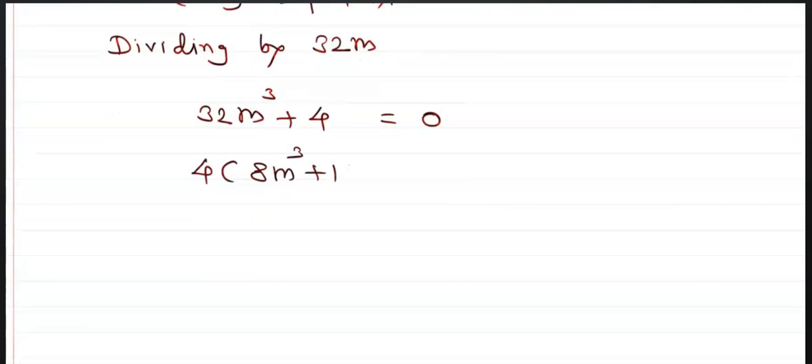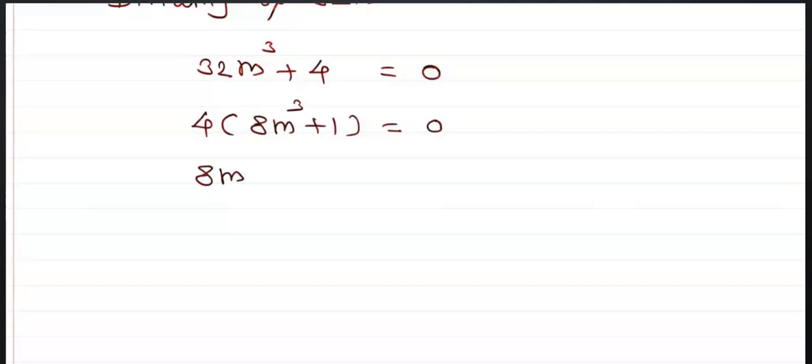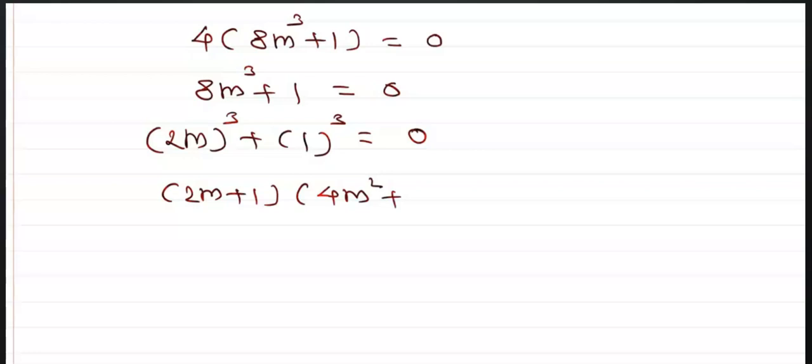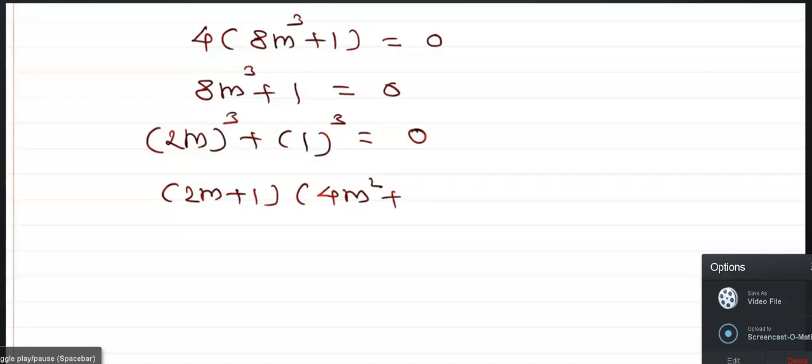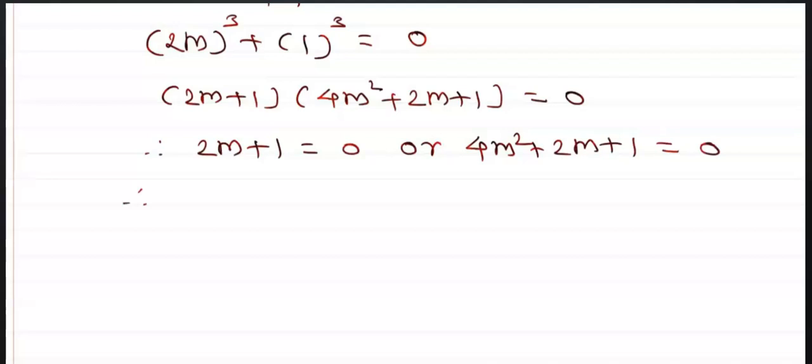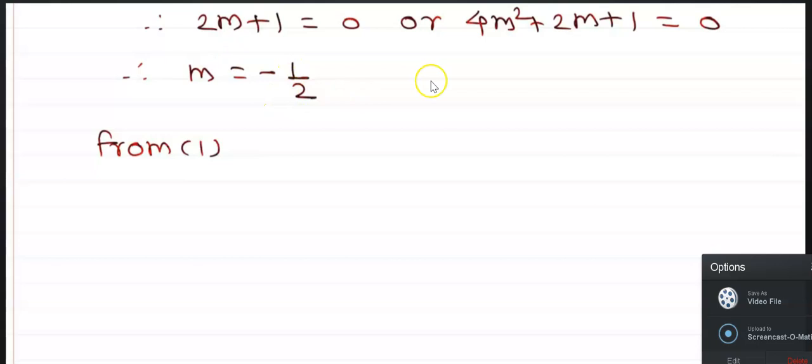That is 4 in bracket 8m cube plus 1. If we solve this, 8m cube plus 1 equals 0, since 4 is not equal to 0. Now we factorize this: 2m bracket cube plus 1 cube equals 0. Therefore, 2m plus 1, and 4m square, a minus sign should be there here. By mistake it is a plus. It's a mistake by me. Therefore, the value of m is minus 1 upon 2, and the other roots are not possible. Here it is a minus sign, so treat it as a minus sign.